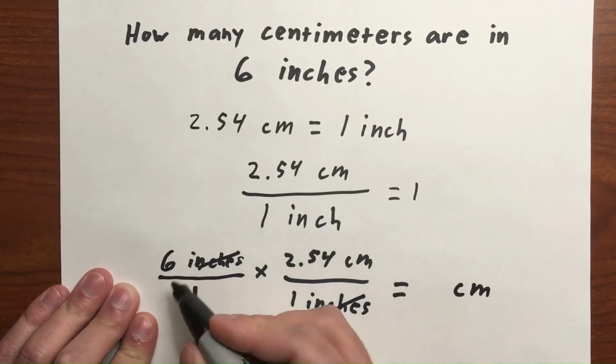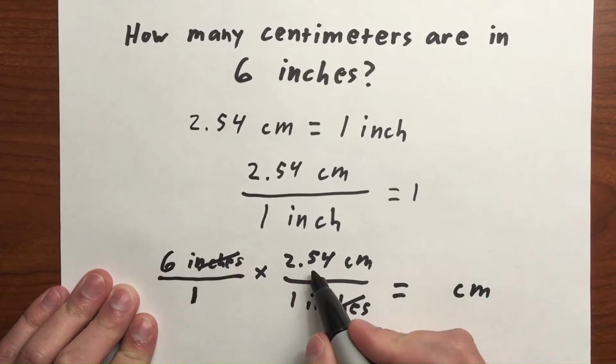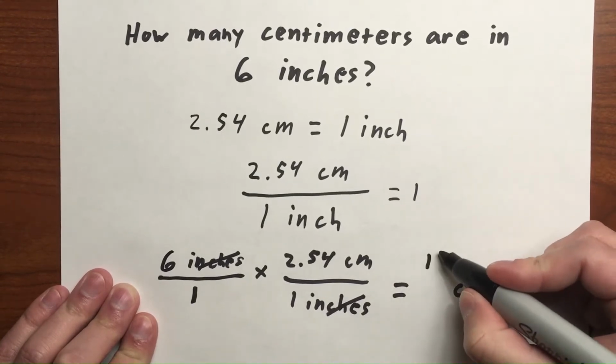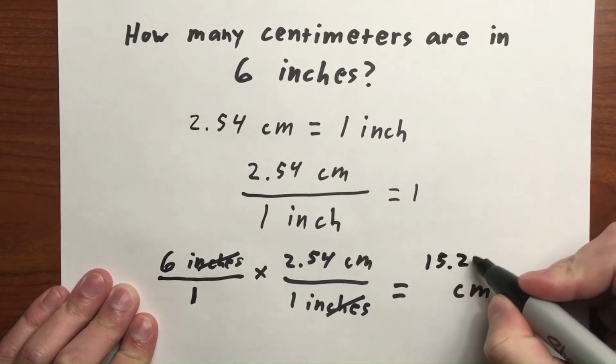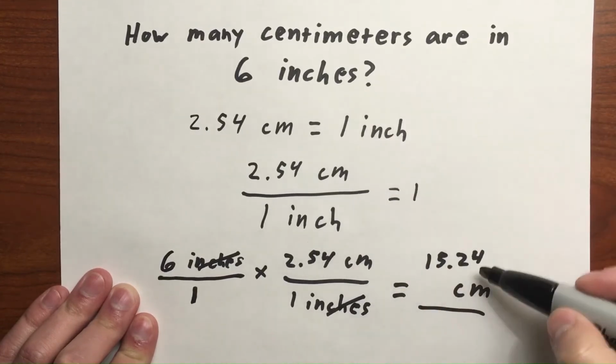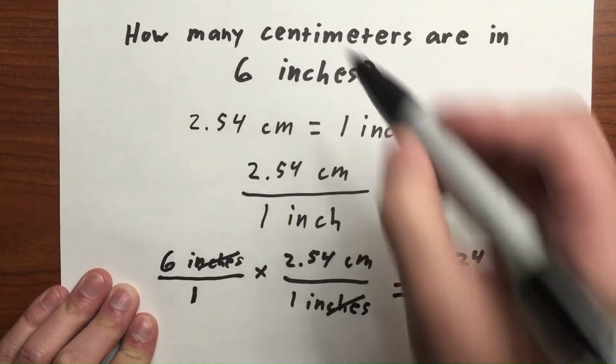And if you multiply 6 by 2.54, you're going to come up with 15.24 centimeters. That's your answer. 6 inches, there's 15.24 centimeters in 6 inches.